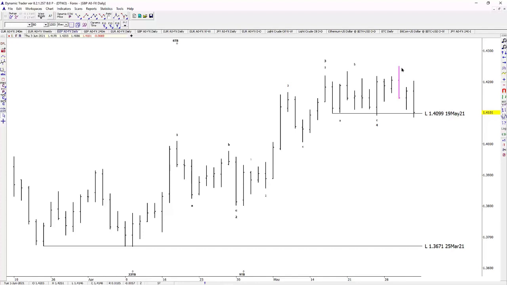So this was not an ideal sort of setup, but it was a really good one, and it's really based on recognizing the probable ABC correction and then positioning on the side of the market to take advantage of the completion of that correction.